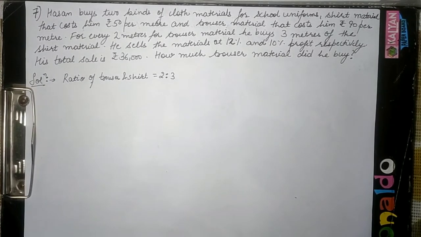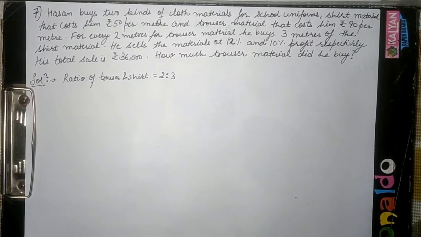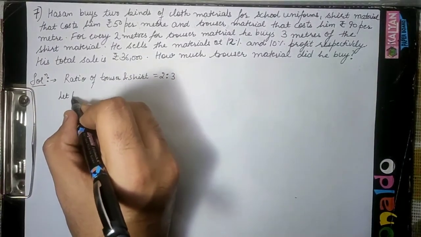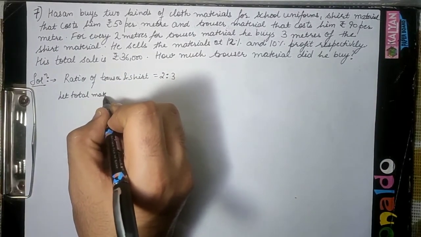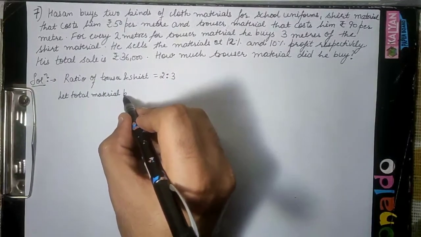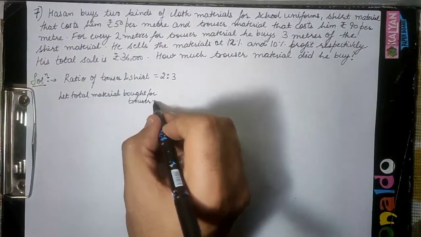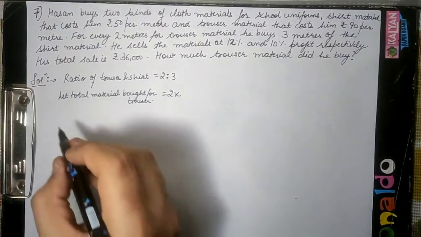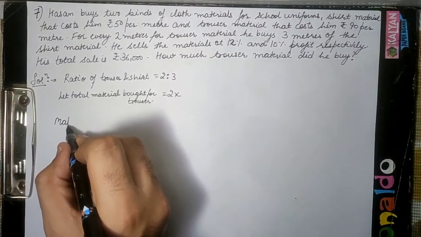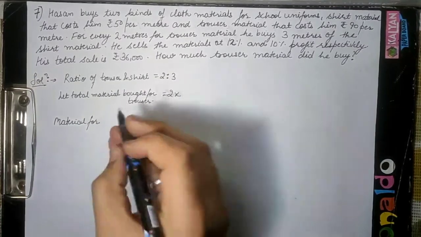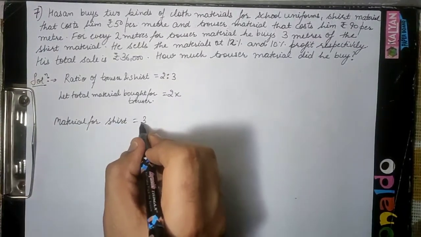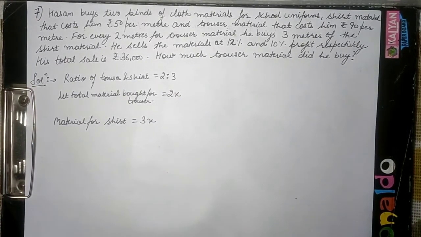So this means if the ratio is 2:3, how do we suppose the total material? Therefore, let the total material bought for trouser be equal to 2x, and the material for shirt will be 3x. So the ratio is 2:3. Now it is given the cost of shirt is 50 per meter.